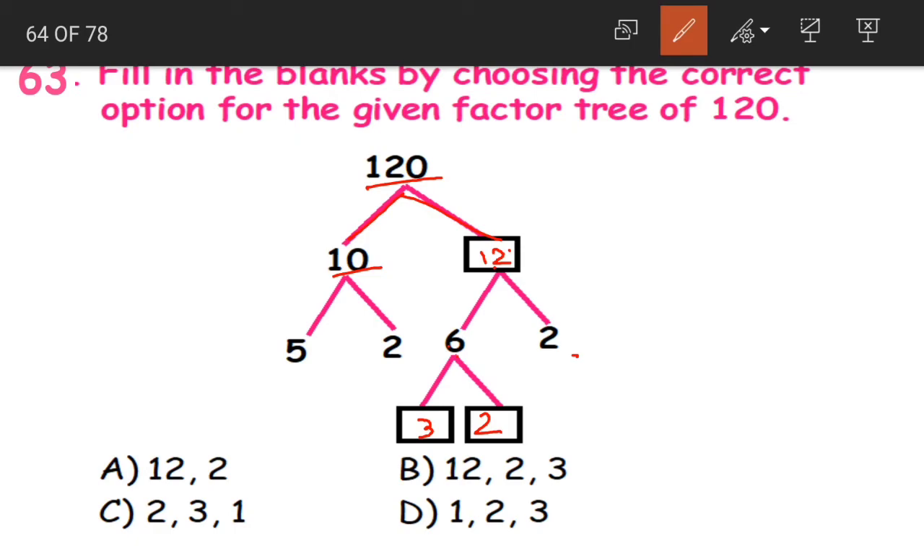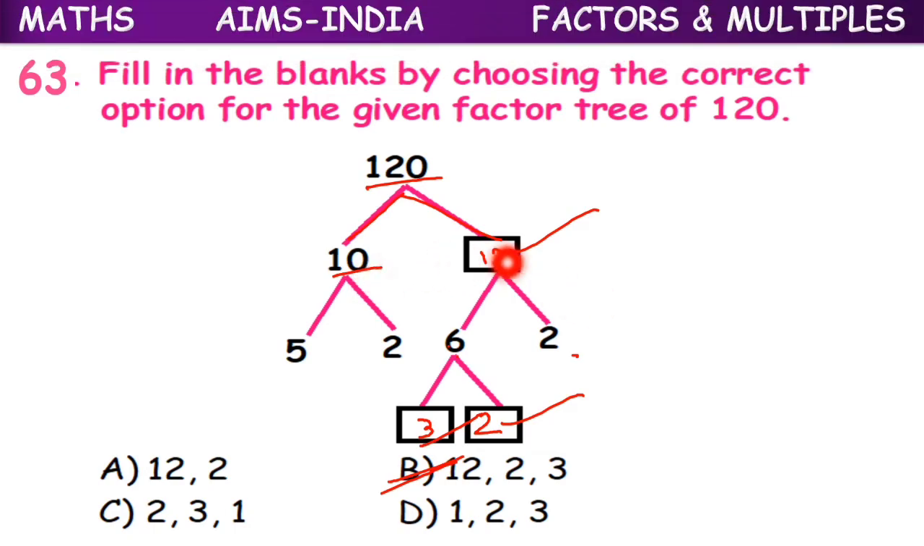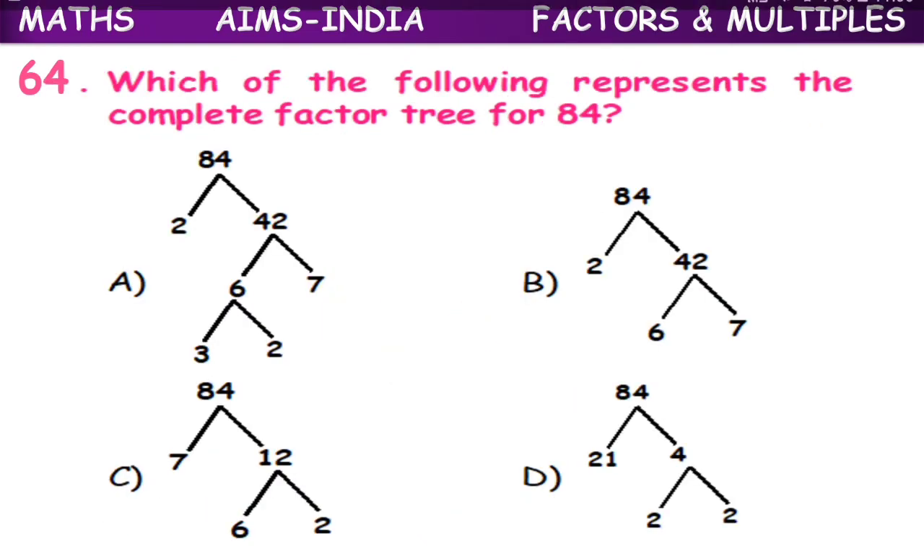So what are the options? What are the numbers required? 12, 2 and 3. Now if you look at the options, option B, 12, 2 and 3 will be our correct answer. 10 into 12 is 120, 2 into 3 gives us 6.